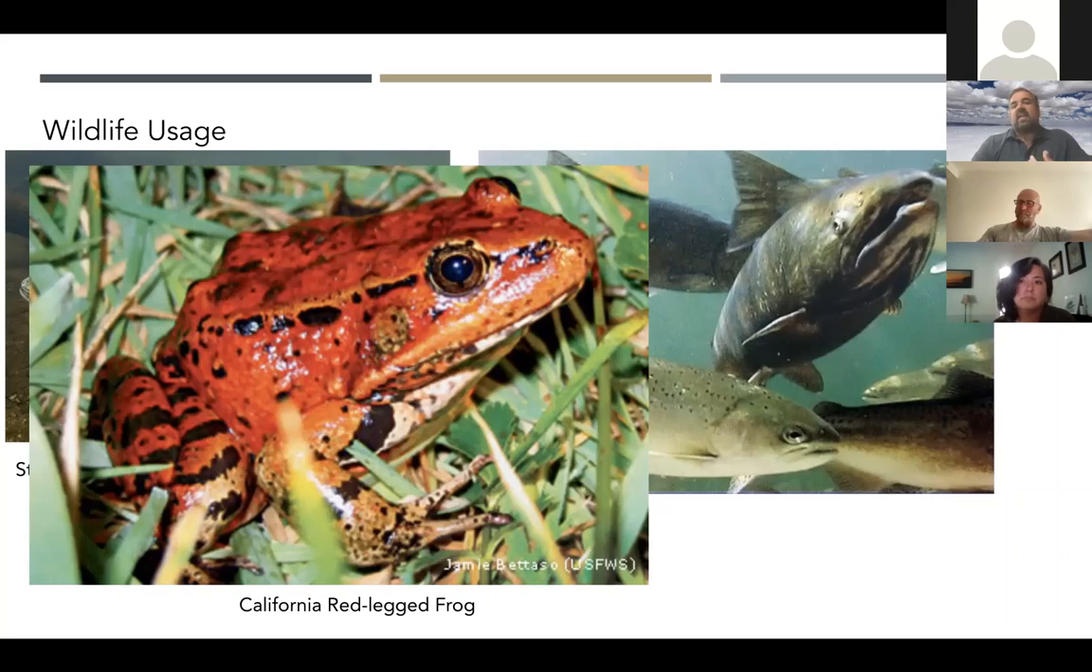You don't want their eggs to detach when they're attached to emergent vegetation like cattails or bulrush, things like that. So when you're doing in-water work during a certain time of year, you could actually dislodge those eggs, and then you've kind of ruined their generation there.